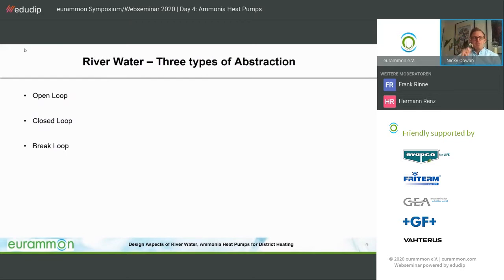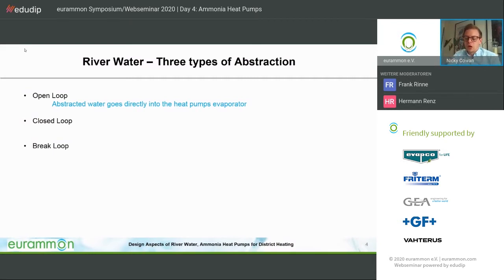There are three main ways that I've come across: open loop, closed loop, and break loop. I'm sure someone will comment down a whole host of other ways you can do this. For what we're doing at Star, we are doing open loop. It's, for us, the most challenging, but it also gives the highest level of efficiency because the river water is coming direct, straight into the evaporator. It is going into the tubes of the evaporator, so there's nothing blocking anything in between.